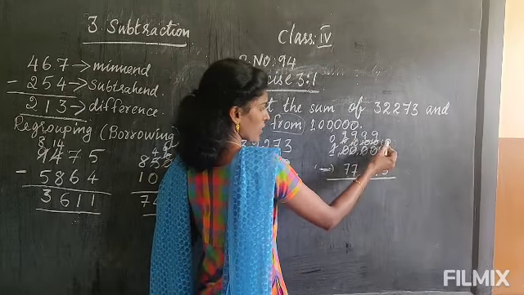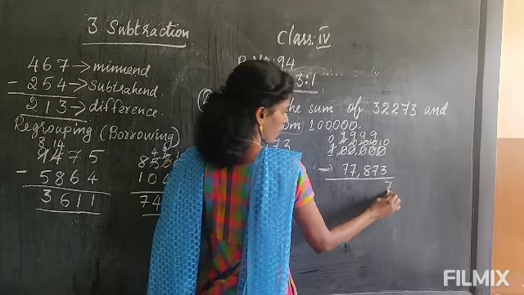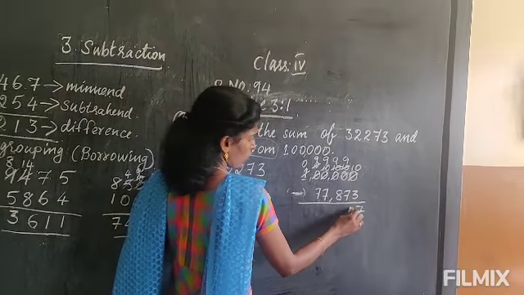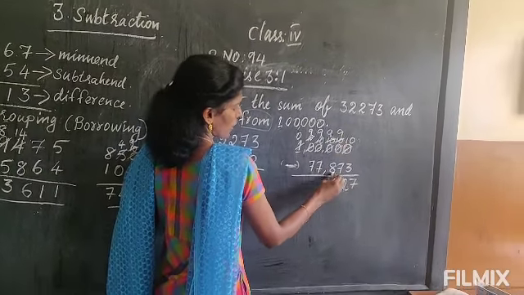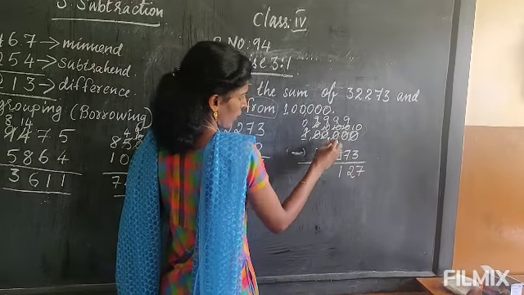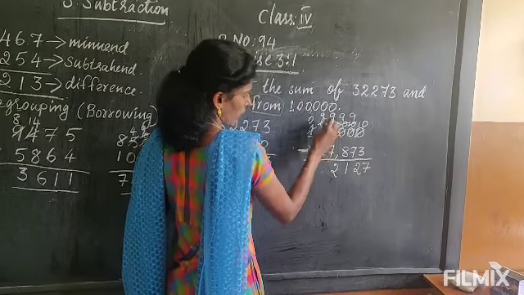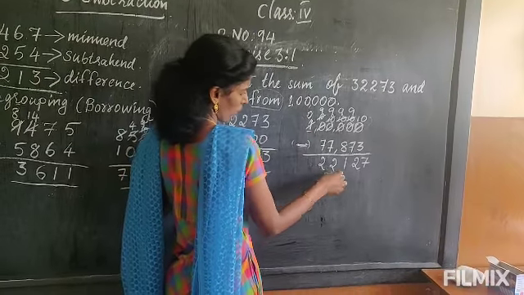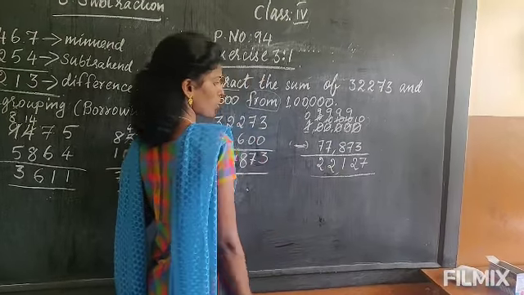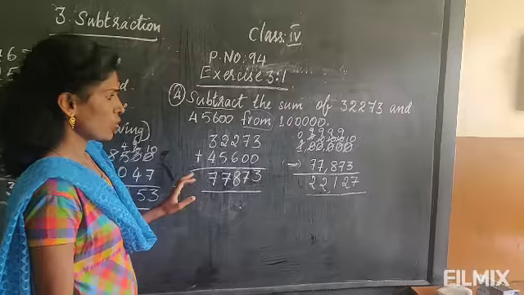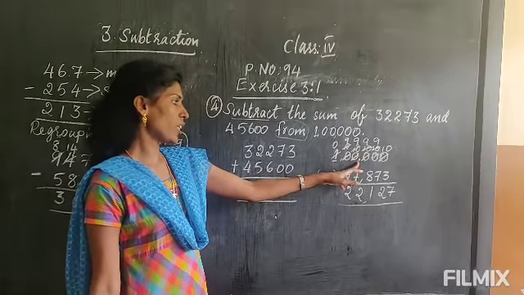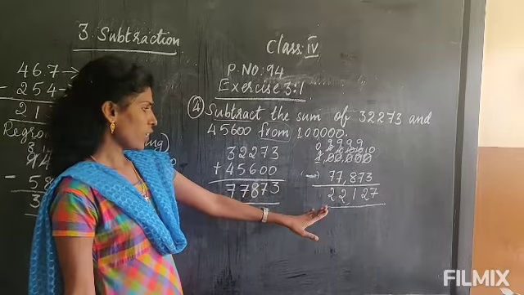So now you can minus. 10 minus 3, 7. 10 minus 3, 7. 9 minus 7, 2. 9 minus 8, 1. 9 minus 7, 2. 9 minus 7, 2. And here 0 is there, so no need to do anything. So the answer is 22,127. So remember this way, and about borrowing, be careful when you borrow when 0 is there. Okay, and do it.